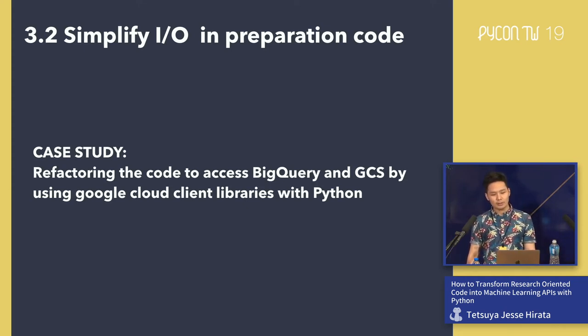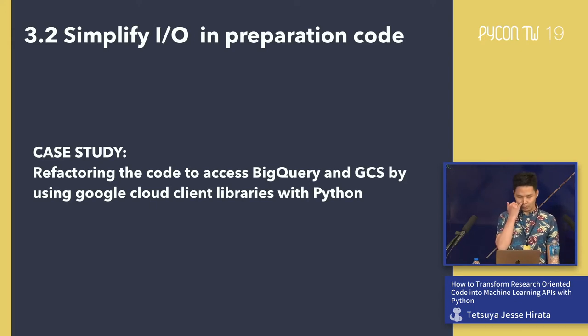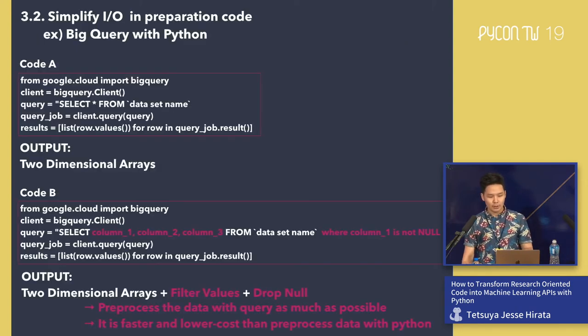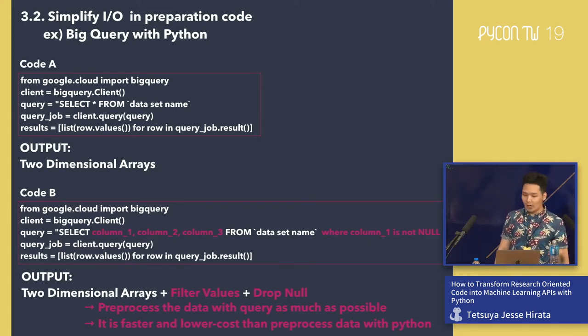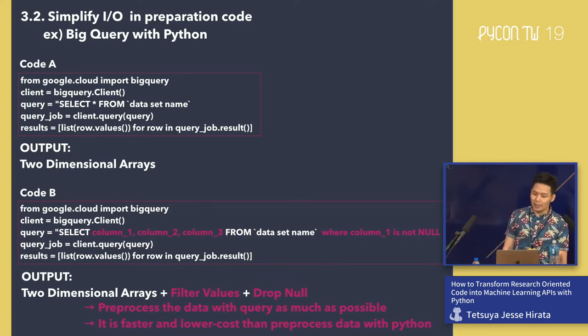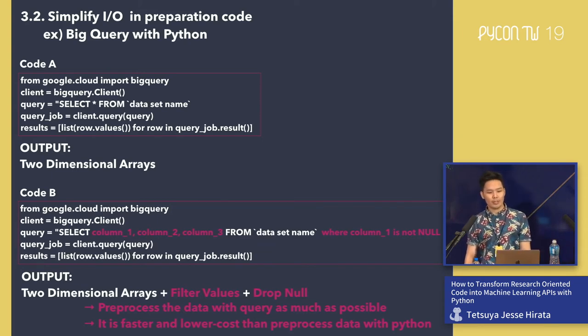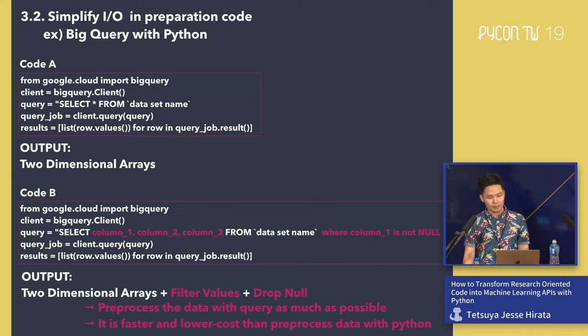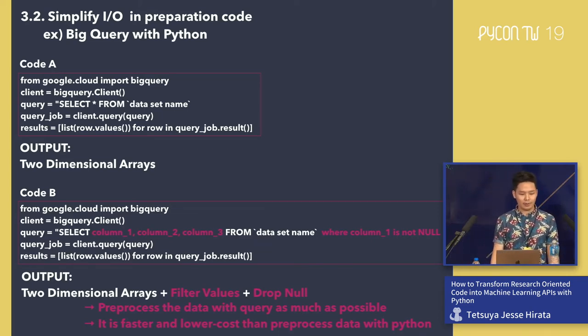I'm going to show you a case study of refactoring the code to access BigQuery and GCS by using Google Cloud client libraries with Python. There are two kinds of code on this slide. Code A uses a star to extract all of the data from a dataset and outputs two-dimensional arrays. Code B has the role of extracting three specific kinds of data from the dataset only when column one is not known. The query filters values and drops nulls.